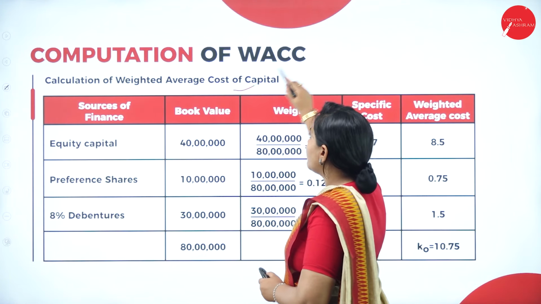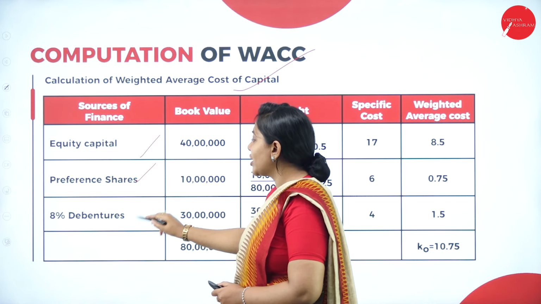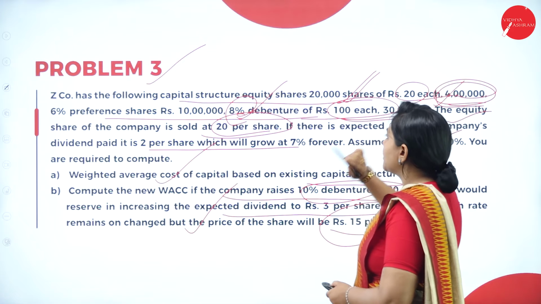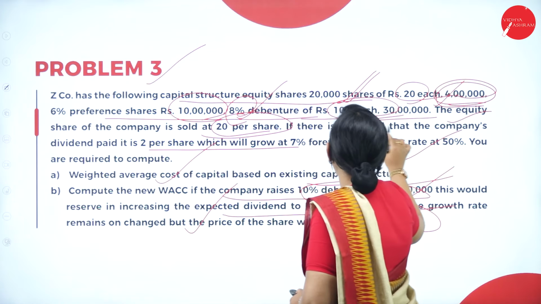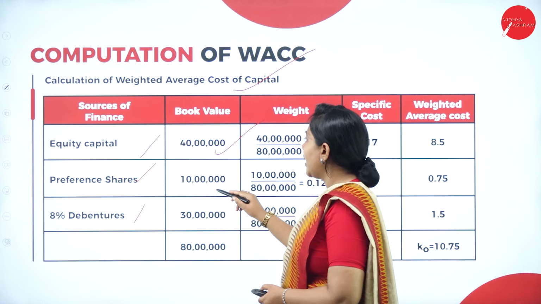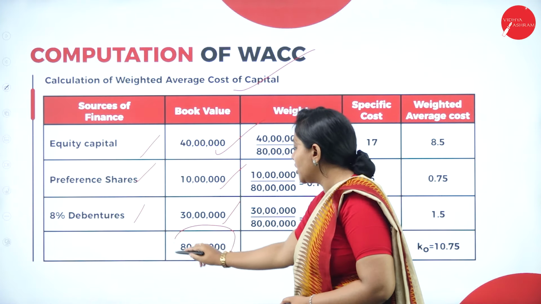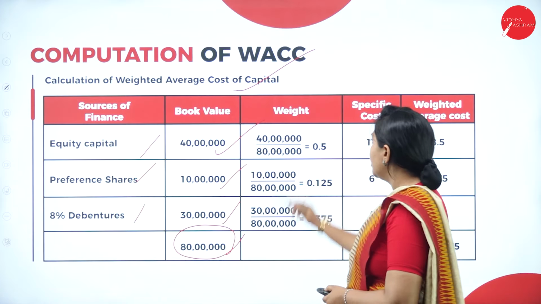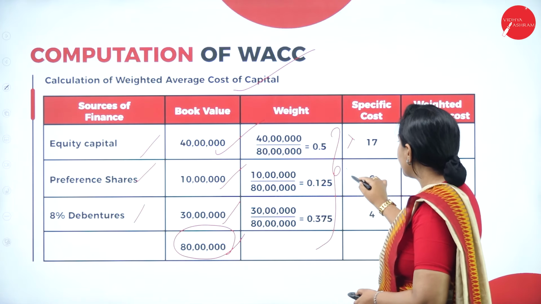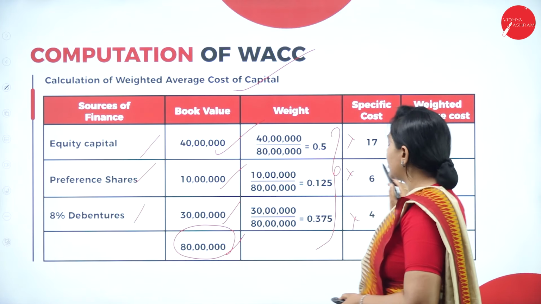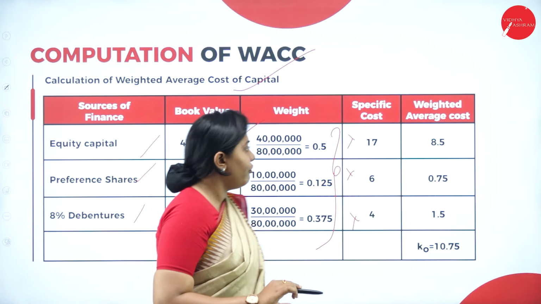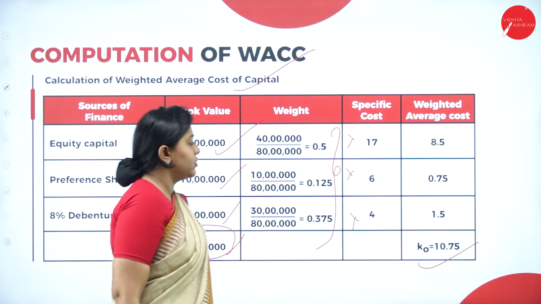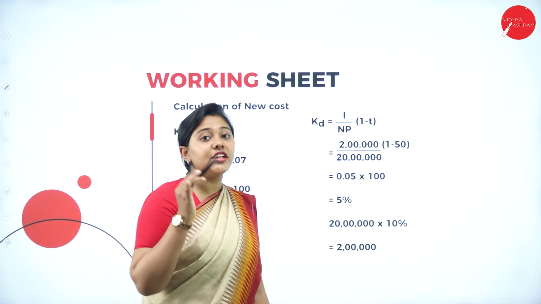Now calculation of WACC: equity capital, preference shares and debenture. 3 sources of finance we are using: 4 lakh, 10 lakh and 30 lakhs. 40 lakh, 10 lakh and 30 lakh. The answer you get is 80 lakhs. So this is how you calculate weight, specific cost as we have got. Next we'll calculate the total of weighted average cost. You get 10.75.